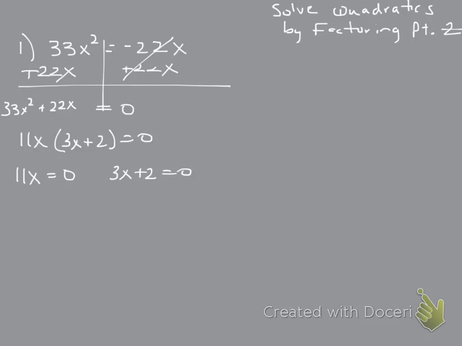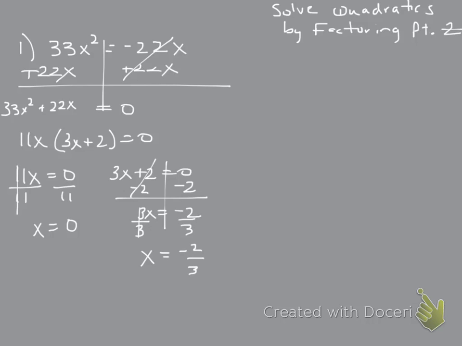To solve 11x equals 0, I simply divide both sides by 11, so x is equal to 0. Over here, I just solve for x. I subtract 2 from both sides, leaving me with 3x equals negative 2, and then divide both sides by 3. So x is equal to negative 2/3. If I write this as a solution set, I end up with negative 2/3, comma 0, and that would be my final answer.